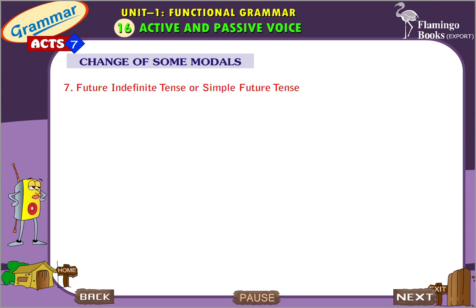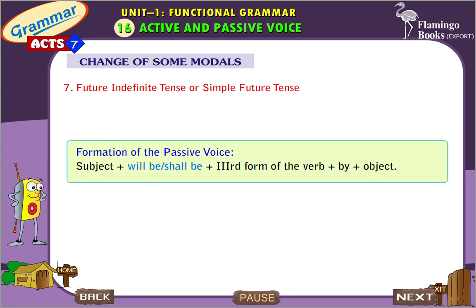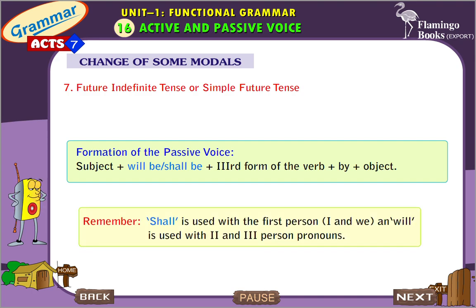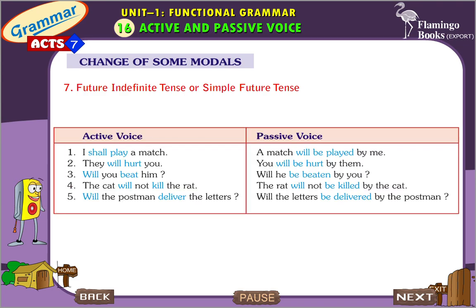Future indefinite tense or simple future tense. Formation of the passive voice. Subject plus will be or shall be plus third form of the verb plus by plus object. Remember, shall is used with the first person, I and we, and will is used with second and third person pronouns. Active voice, passive voice.